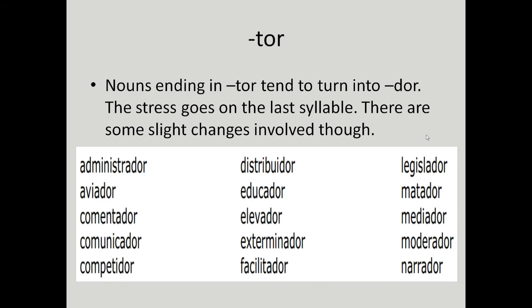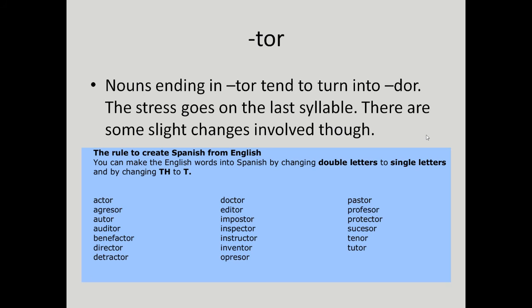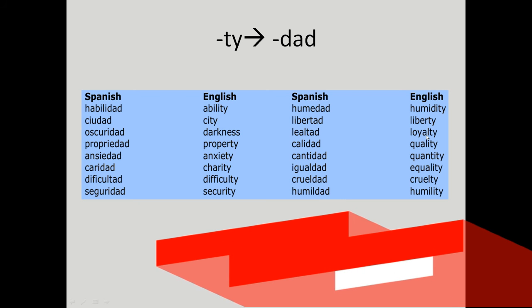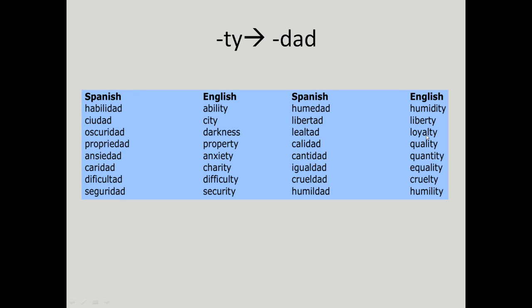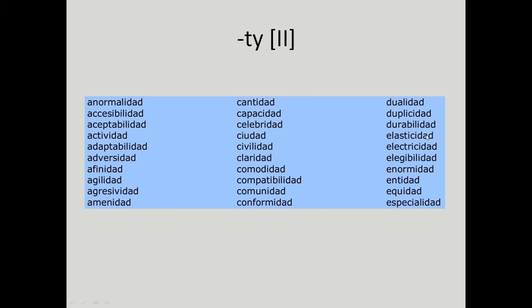Here you have some examples of those ending in tor, with the general rule explained below. And lastly, but also important, we have the ty suffix and how it changes to dat. As you will be able to see, some of the words do have some other changes, but they are minimal and I'm sure it won't be much of a problem to memorize. Here are some more examples of this last combination.